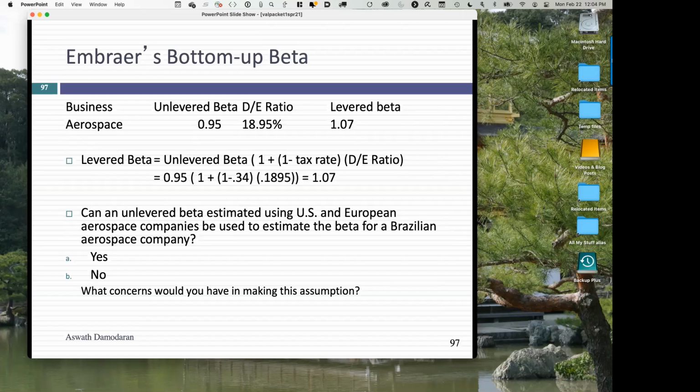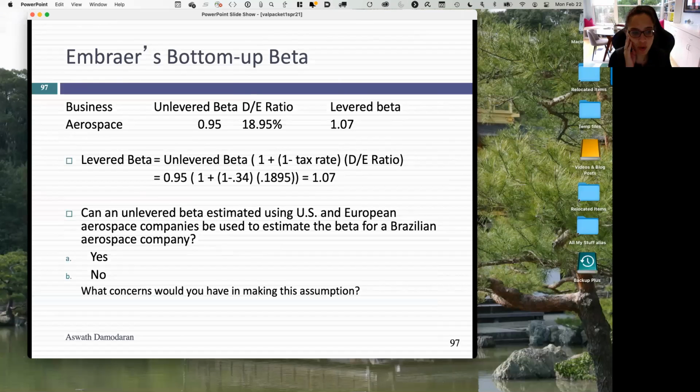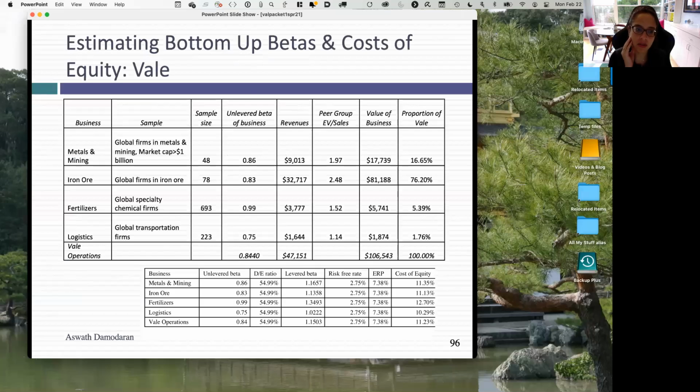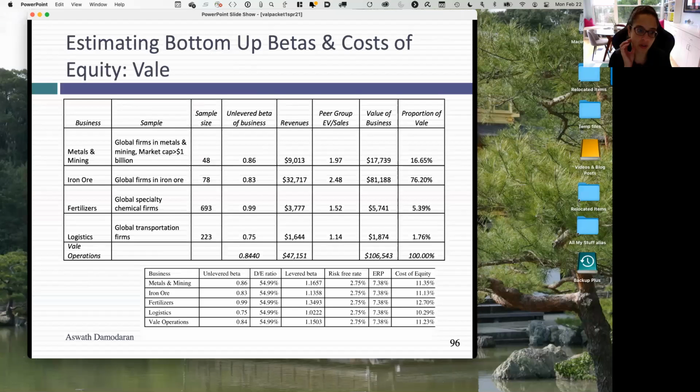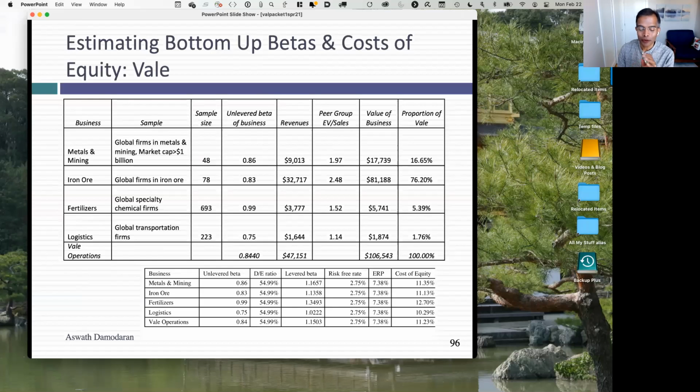I have a question. Going back to the sample size, you broke out Vale into different businesses, but for the sample size, would you have to do the same for them? So let's say a fertilizer company has their own mining division. How does that work? Perfect word, what you'd like are what are called pure plays. Pure plays are companies in only one business.